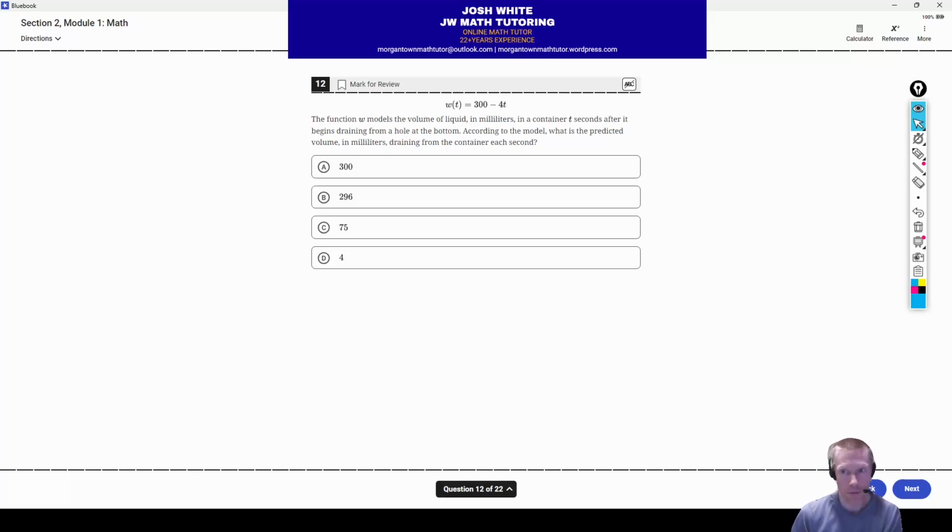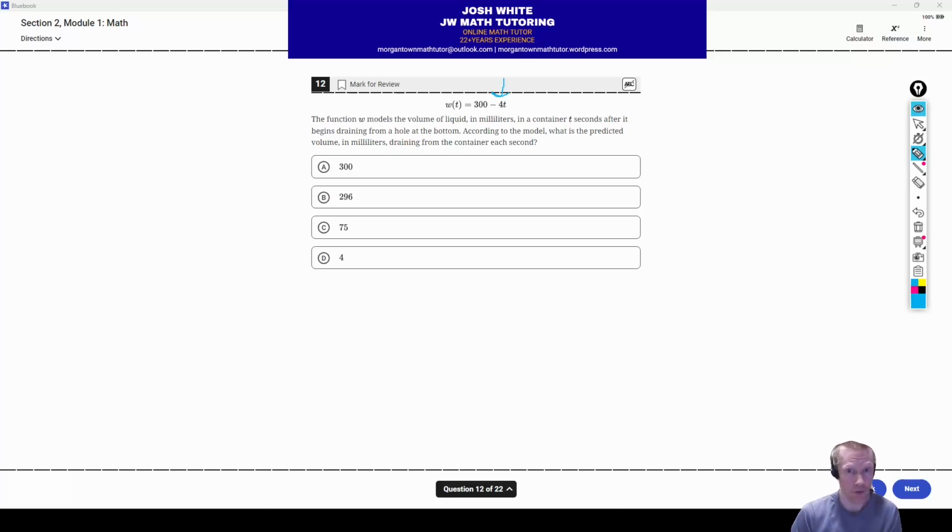All right, now for problem number 12, here you have another linear function, but all they're really asking is, the answer to this is coming from the slope. This function is telling you how much liquid is left t seconds after you start draining it out. So at 10 seconds, you plug in 10 for t, and whatever number you get, that's how much liquid is left. So notice 4 right here is your slope.